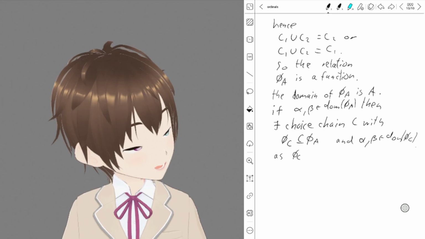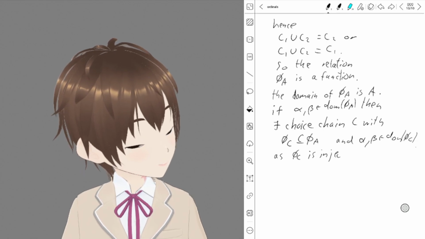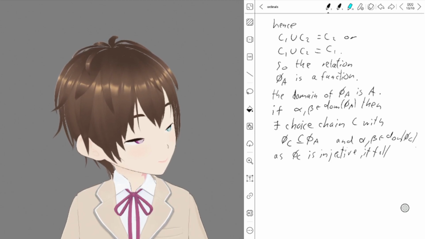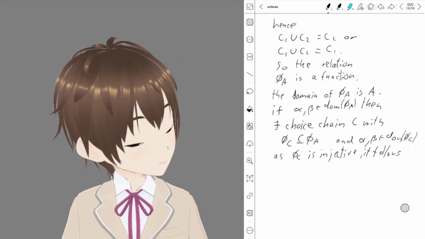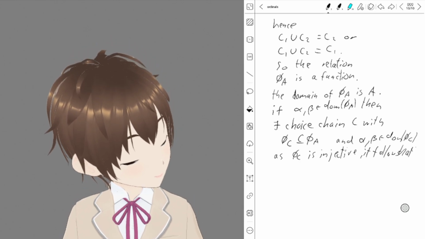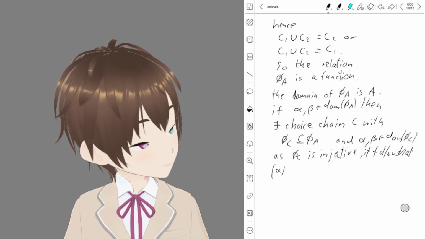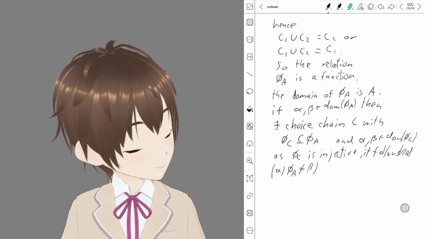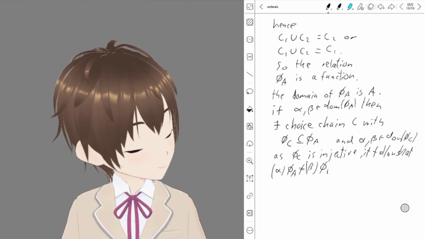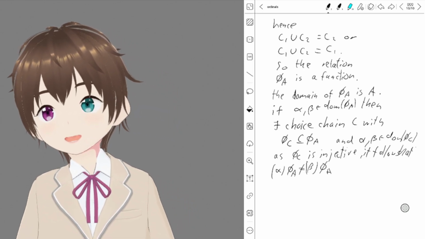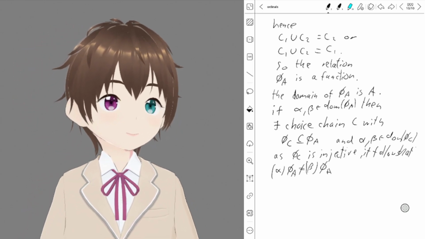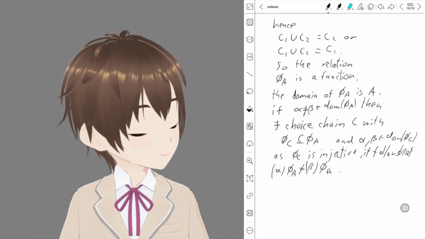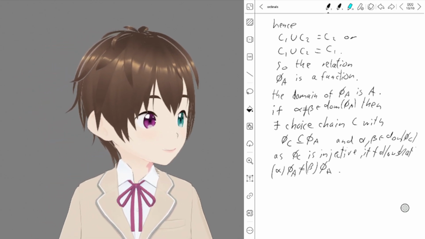As phi C is injective, it follows that alpha phi A is not equal to beta phi A. Because this is equal to alpha phi C, and this is beta phi C, and these are not the same. This is assuming that alpha was not equal to beta, sorry. Alpha not equal to beta. Okay.